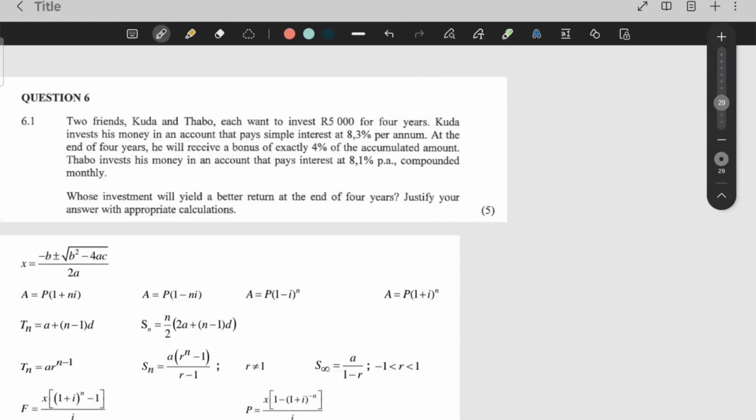Let's go to question 6. Question 6 says, two friends, Kuda and Tabo, each want to invest 5,000 Rand for 4 years. Kuda invests his money in an account that pays simple interest at 8.3% per annum. At the end of the 4 years, he will receive a bonus of exactly 4% of the accumulated amount.